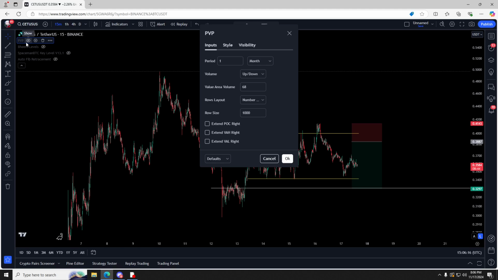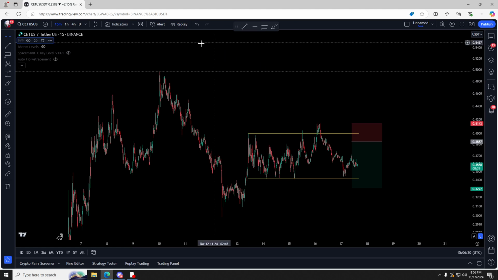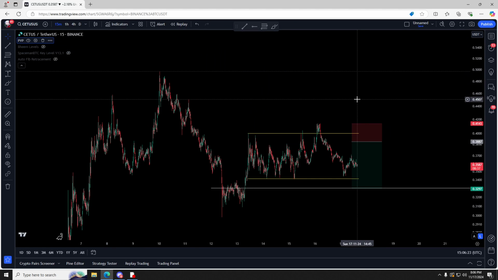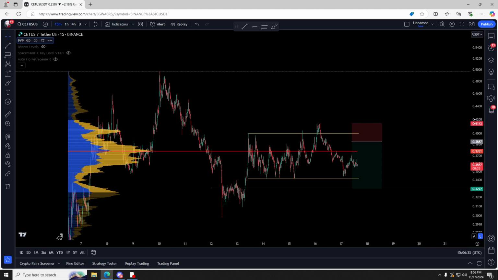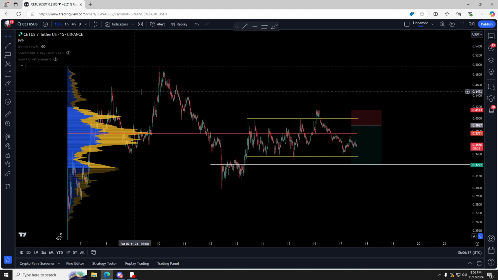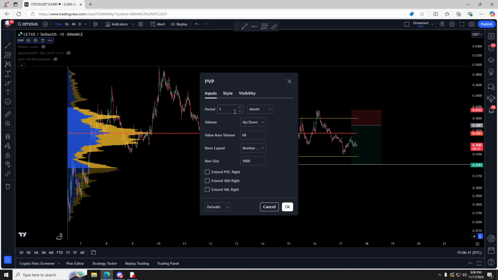Also, I have the volume profile up because sometimes I'm lazy. I just turn this on and I get my volume profiles. Before we get into the settings, I'll turn this on. Your PVP will draw this like that, but this depends on the settings. I've been using these settings I copied from someone 3 years ago.